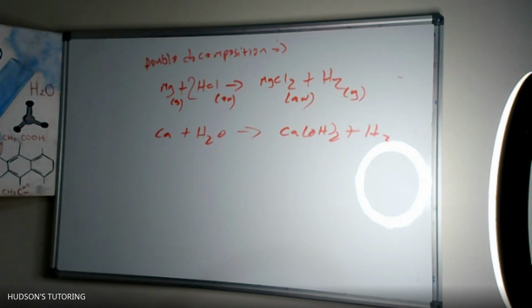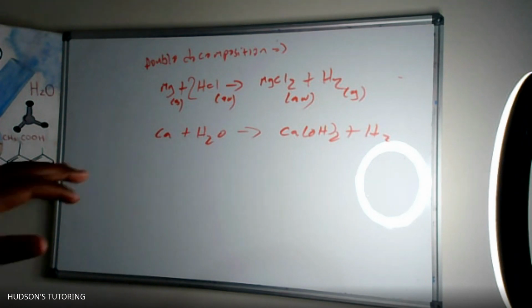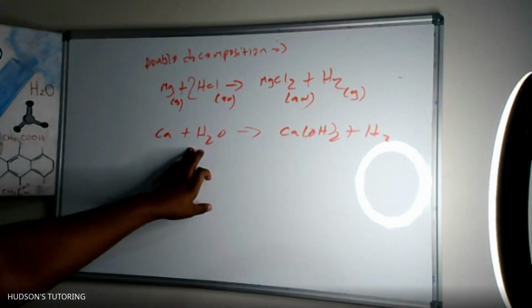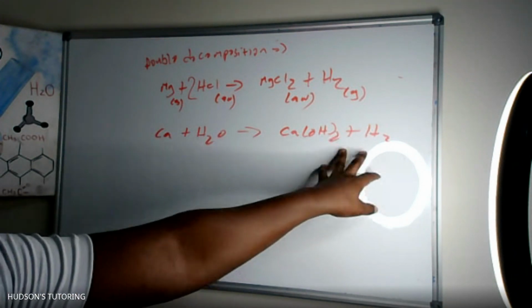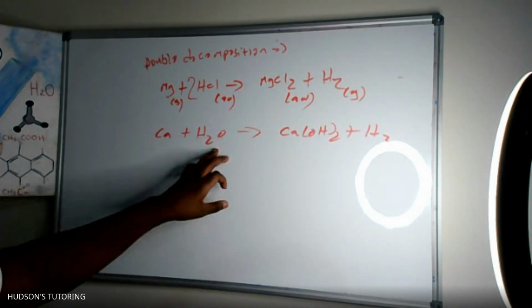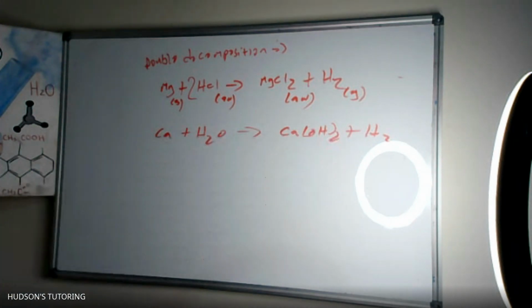So I have 1 calcium on either side. That's 1 calcium on the left, 1 on the right. I have 2 hydrogen here, and I have 4 hydrogens on the right-hand side. I have 1 oxygen here and 2 oxygen on the right-hand side. What do I need to do? I want to get an equal amount of each atom on either side. All right, go ahead, Felicia.